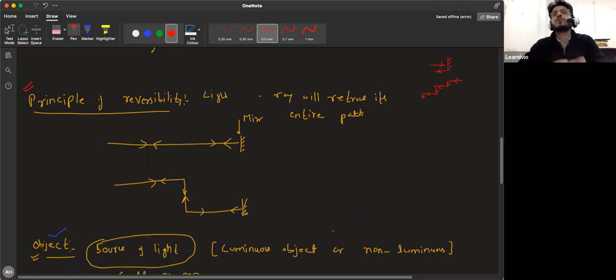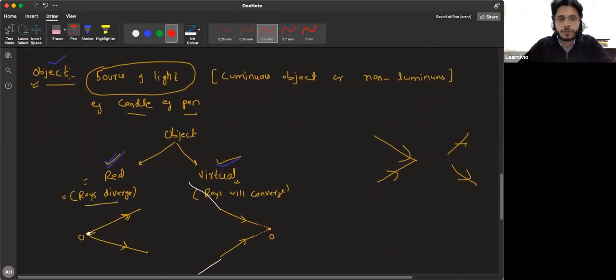Next, we can have two types of objects. One is the real object, another is the virtual object. For real objects, the light rays diverge. So if light rays are diverging from something, that is a real object. This definition is opposite to that of an image. If light rays are converging into something, then that is a virtual object. So here, light rays are diverging, so this is a real object, but here light rays are converging, so it's a virtual object.